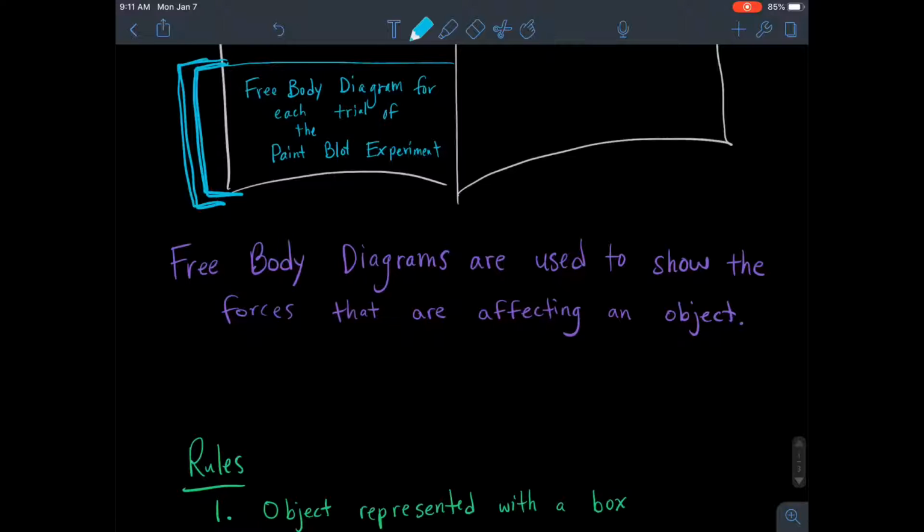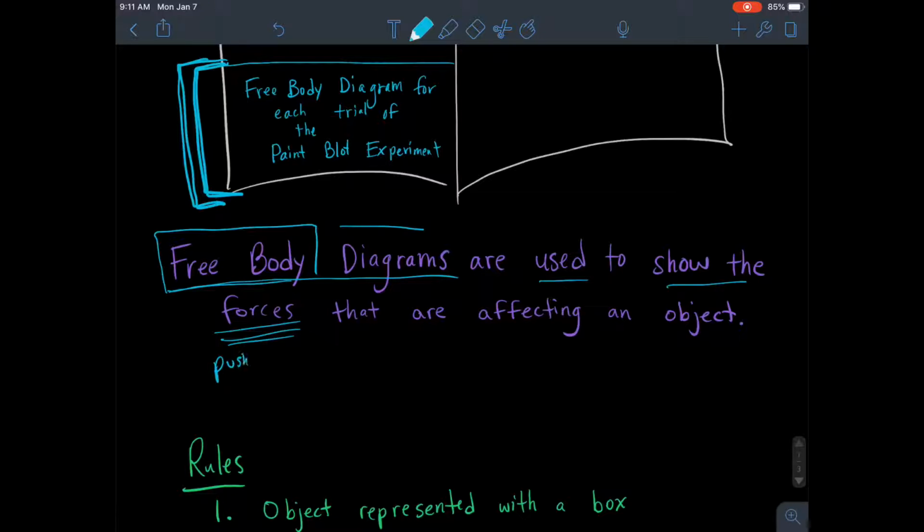Let's get started. A free body diagram: if we think about a free body, and a diagram shows information, basically we're going to look at just one body or one object within a system, and we're going to draw a diagram of that one object, and so we call that a free body diagram. It's used to show the forces, the pushes and the pulls, that are affecting an object.